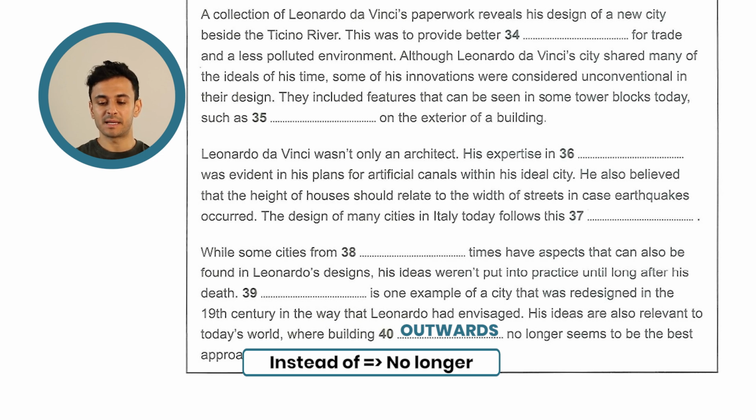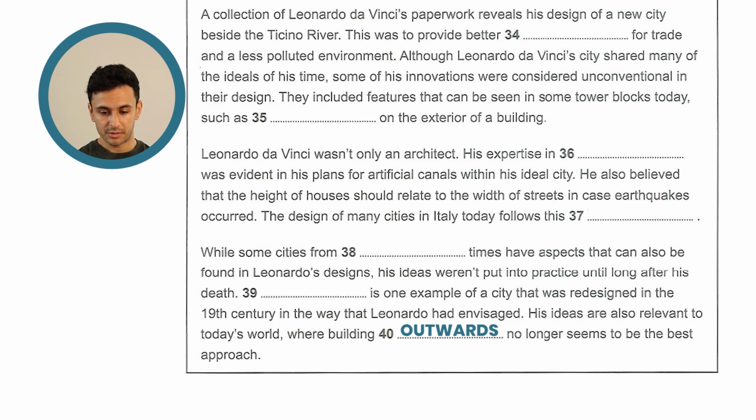So when it says no longer seems to be, and it's comparing different approaches, I can already expect that there's going to be some comparison there between two different approaches. And the word that gave it away was instead of. To do something in a certain way instead of the other way is the better approach. And yeah, I think that's pretty much it. So we've got the summary here done.